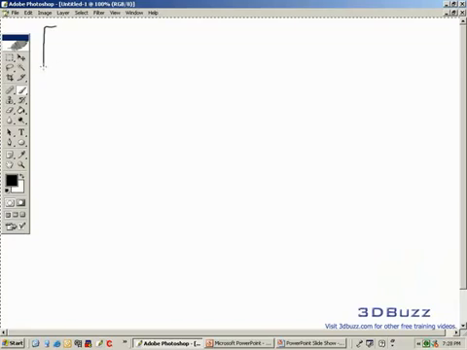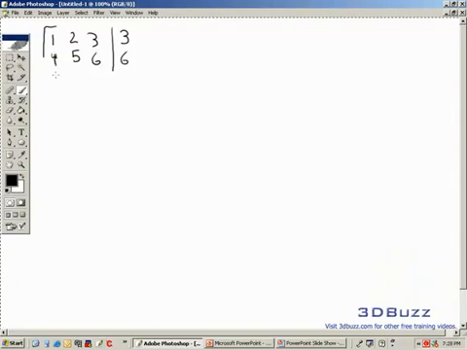So this is our matrix. 1, 2, 3, 3, 4, 5, 6, 6. Sorry, I didn't have enough room. That's still a 4. 7, 8, 8, 2.